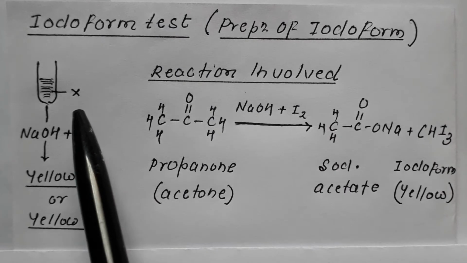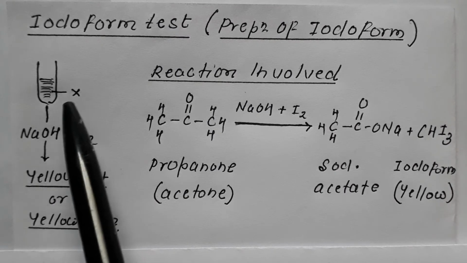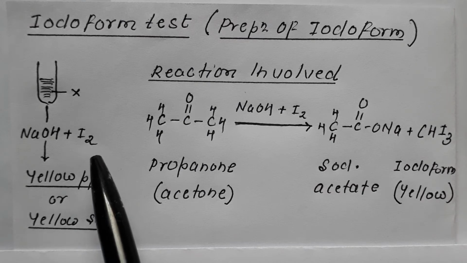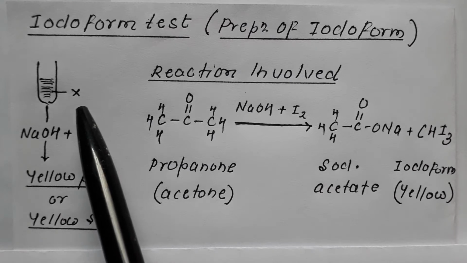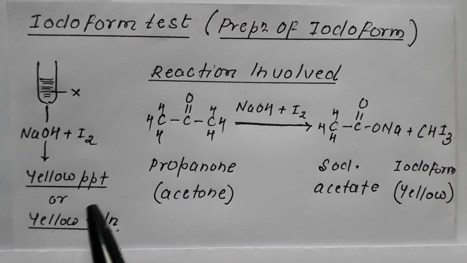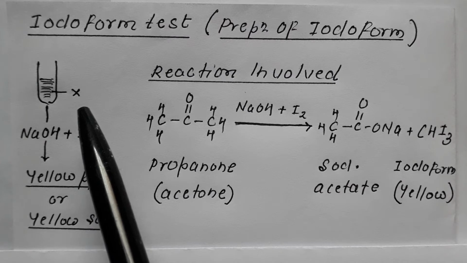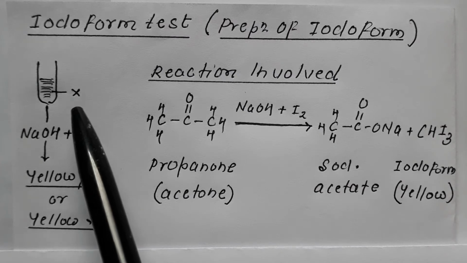Now if into any unknown compound X we add a mixture of NaOH plus I2, and as the result we get a yellow precipitate or yellow solution, then we say this compound X is undergoing the iodoform test, meaning it is exhibiting a positive iodoform test.